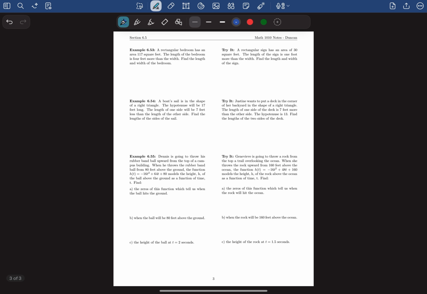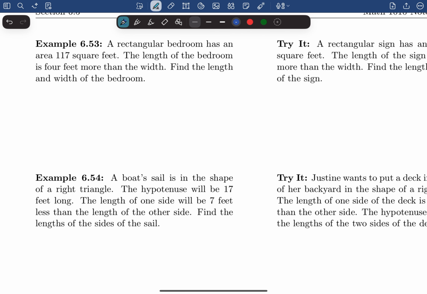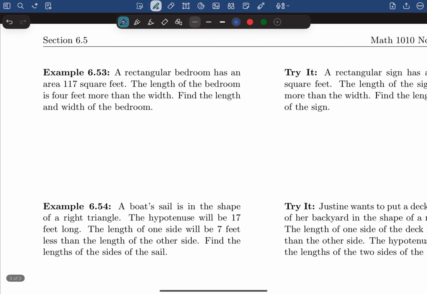Let's go ahead and move on to a second real-world example. It says a rectangular bedroom has an area of 117 feet. The length of the bedroom is 4 feet more than the width. Find the length and the width of the bedroom.